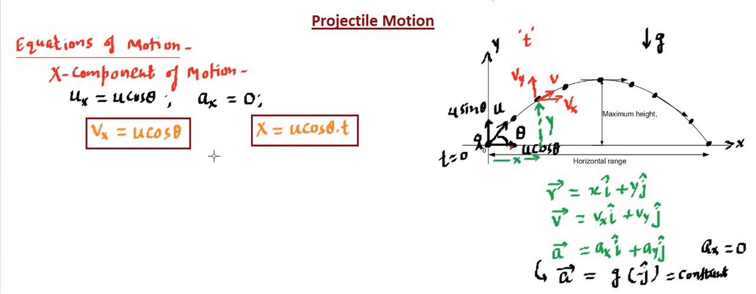So these two equations describe the x component of motion completely. We got x, which we were looking for, and vx, which we were looking for, and ax is known to us. So we are done with the x component, or horizontal component, of motion. Now we need to do the same type of story for the vertical component, which is also known as the y component. So we will say y component of motion.